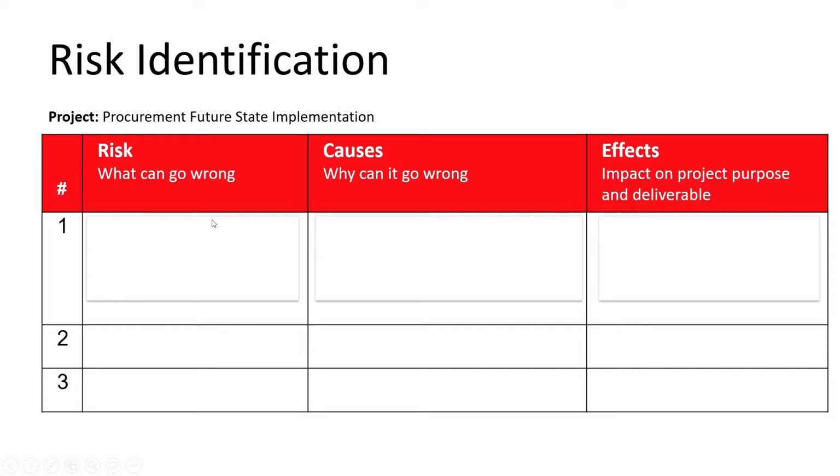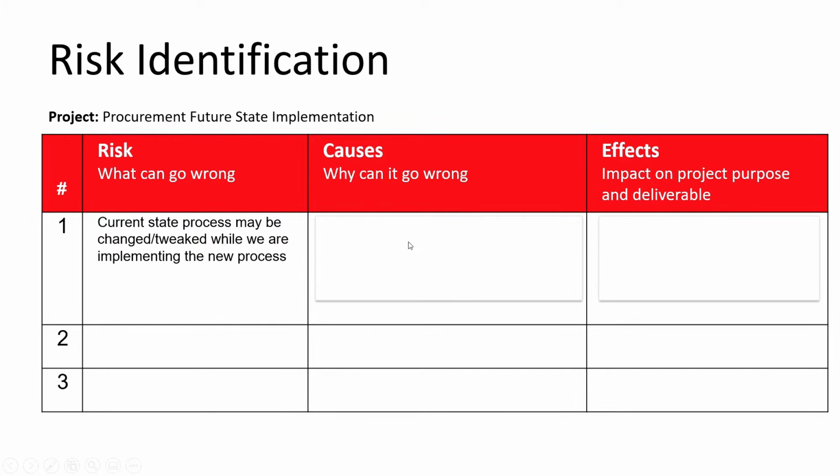So let's take a look at this one example that I want to set up for you. This risk for this project, which actually was a real problem, was that a current state process may be changed or tweaked while we're implementing the new process. This organization had a habit of, as soon as something was going to be implemented, people wanted to start working on it and they started to do their own things. So that was a huge risk for us. We had to identify it.